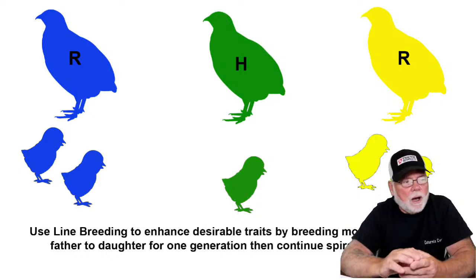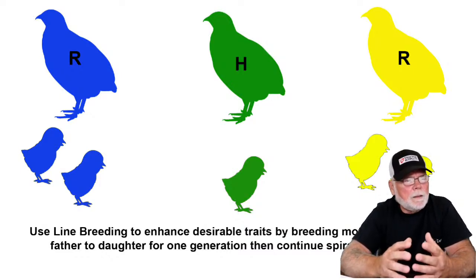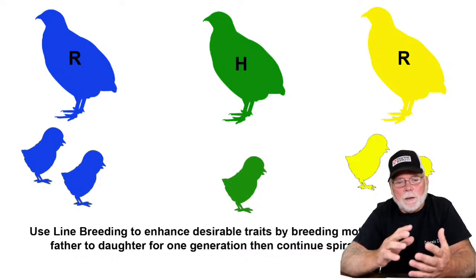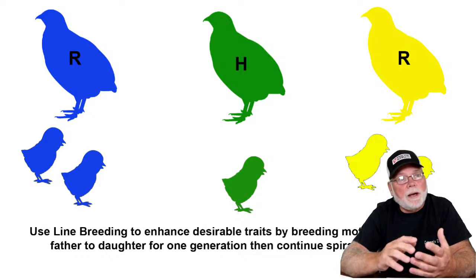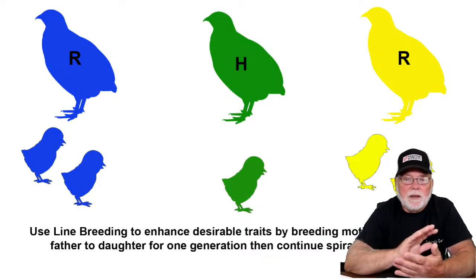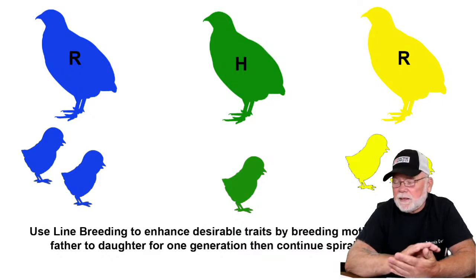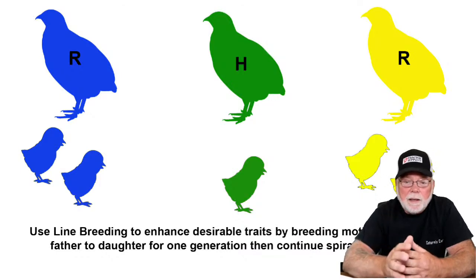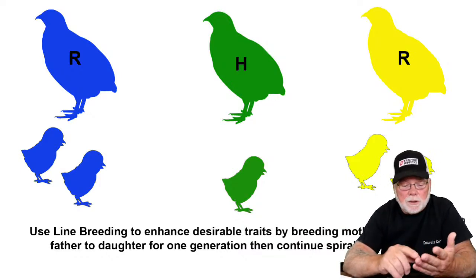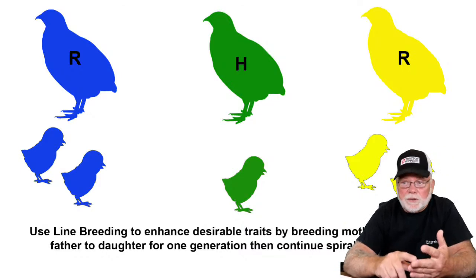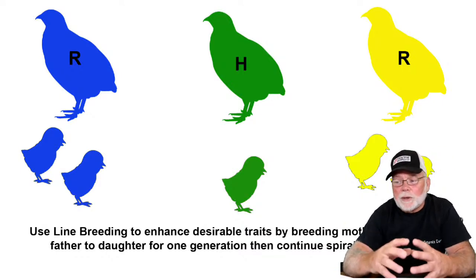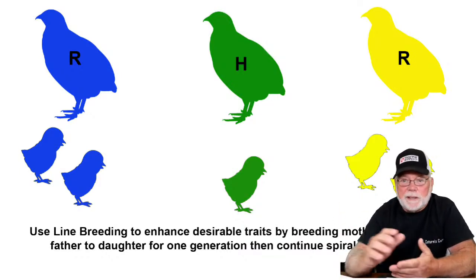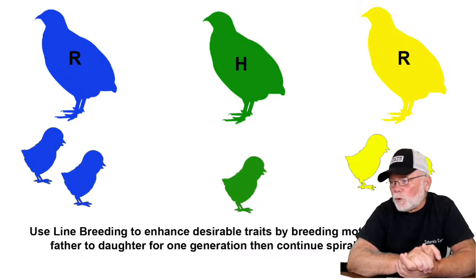But as far as line breeding, if you produce, say, a chick that has some really, really nice color or markings, whatever, and you want to make sure that that is stabilized in that line, what you can do is line breed, and that is basically breeding along a line. It would be like breeding mother to son or father to daughter, and that's just going to reinforce the genetic makeup of whatever trait it is that you're looking to enforce.